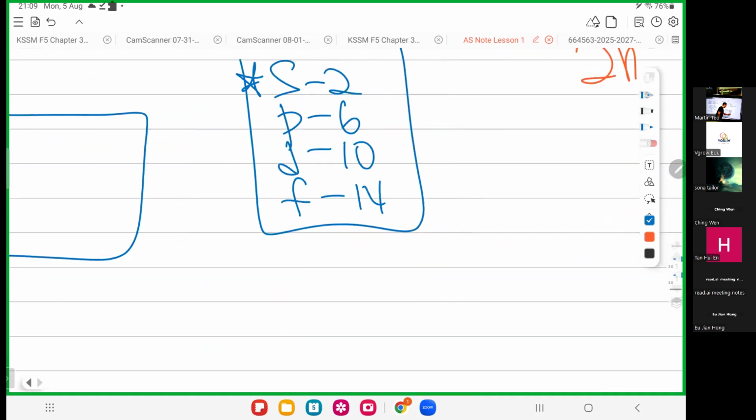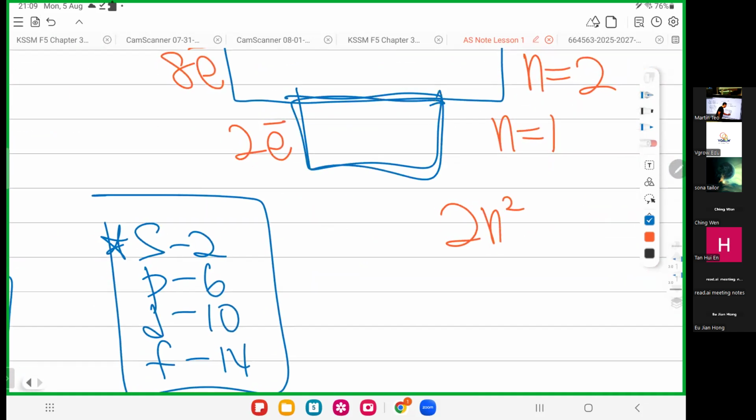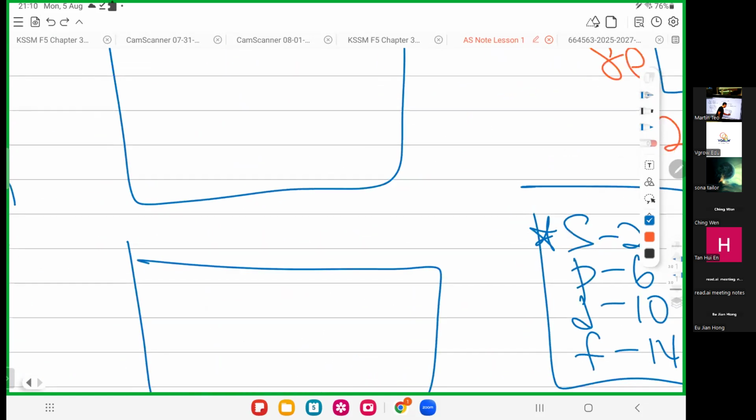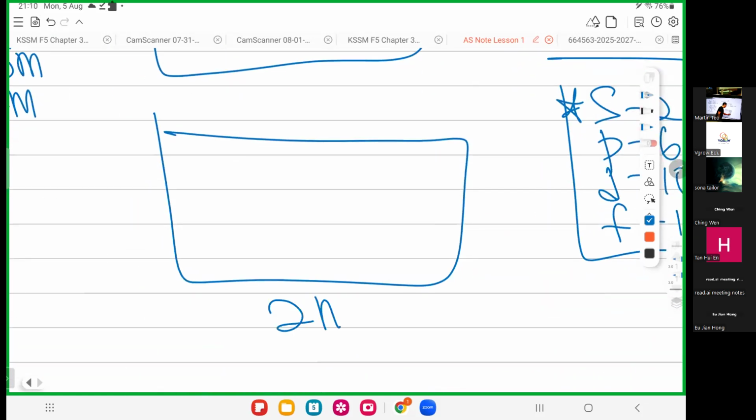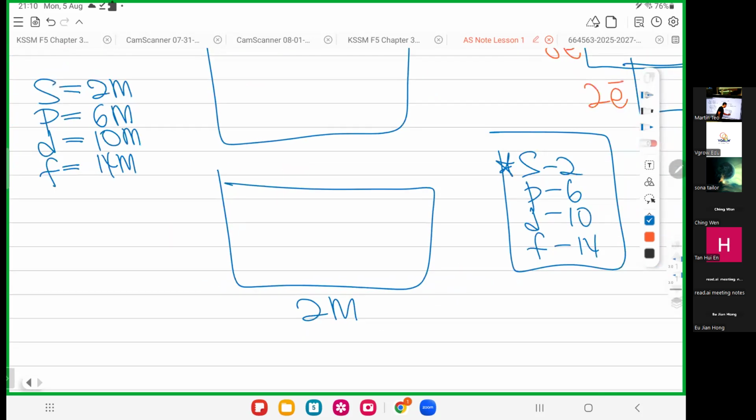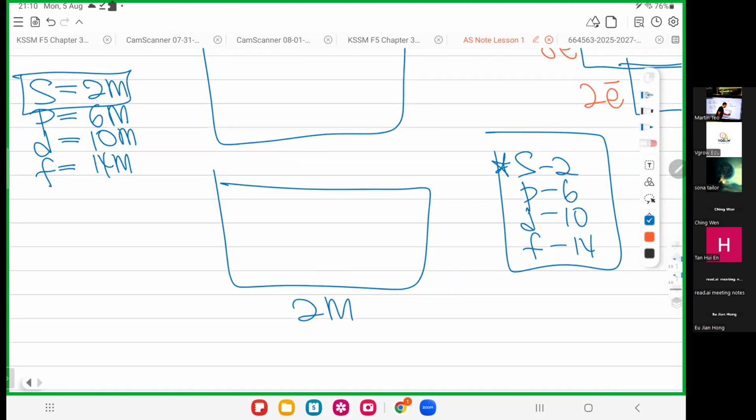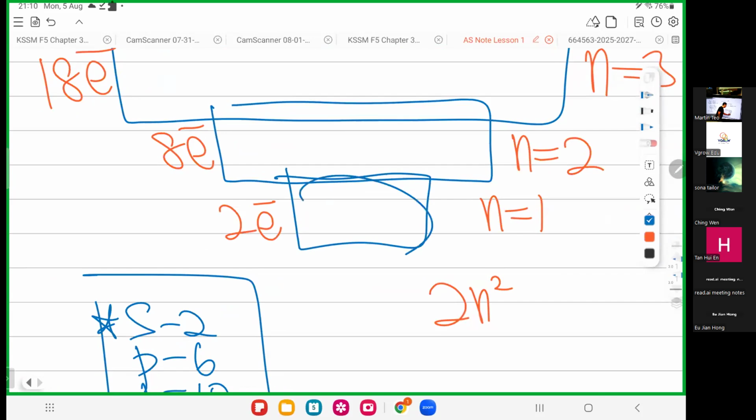Let's say the first floor only has 2 electrons, which means your cake is only 2 meters. So what cutting can you do? Only S. You cannot do P, because P is 6 meters and you only have 2 meters. How to cut into 6 meters? Impossible. So the first floor only has the S subshell, nothing else.